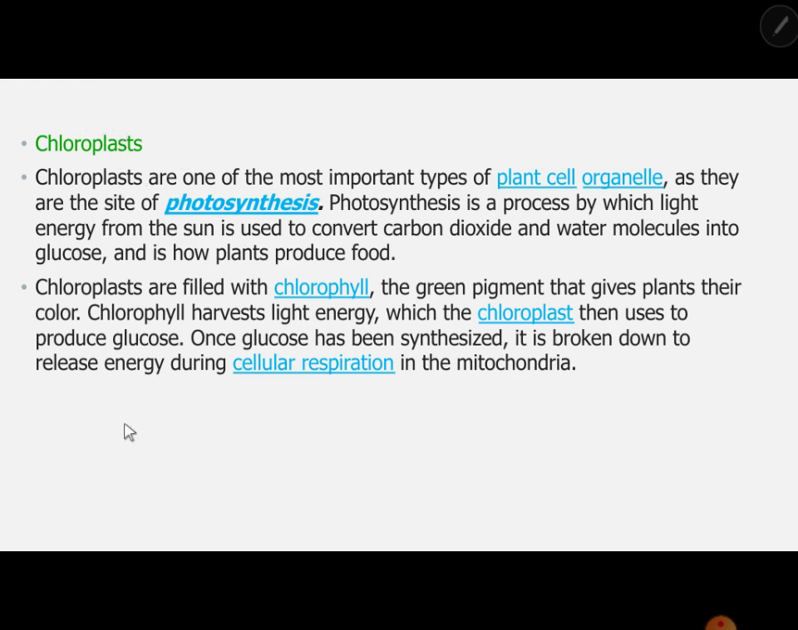The chloroplast. This is usually found in plant cells, which contain a green pigment, and is the site of photosynthesis. Photosynthesis, we know, is a process by which energy from the sun is used to convert carbon dioxide and water into glucose, and it's how plants produce food in the form of carbohydrates. Now, chloroplasts are filled with chlorophyll, a green pigment that gives plants their color. Chlorophyll harvests, or absorbs, light energy, which the chloroplast then uses to produce glucose. Once glucose has been synthesized, it is broken down and released during respiration in the mitochondria.